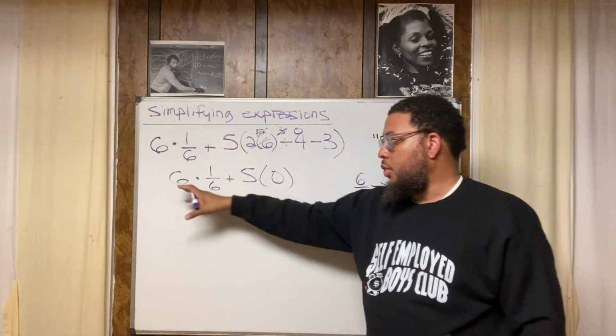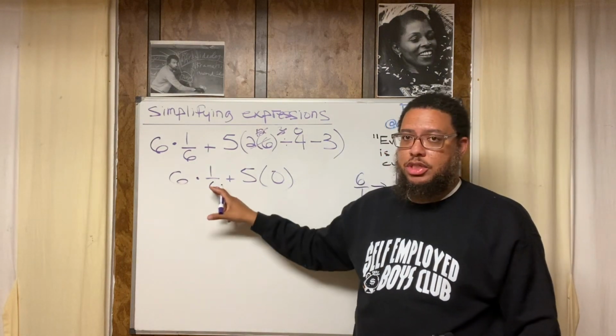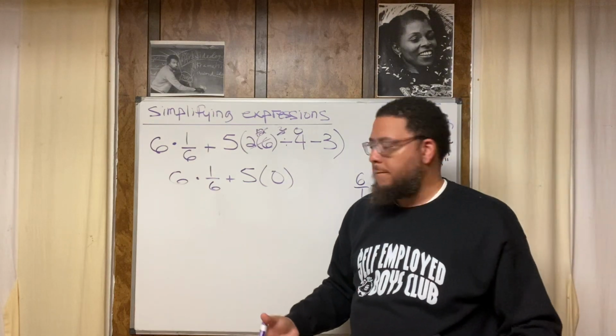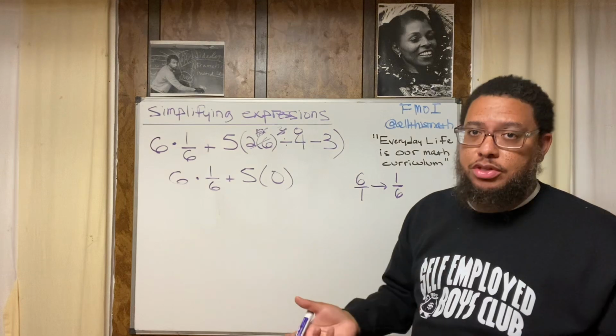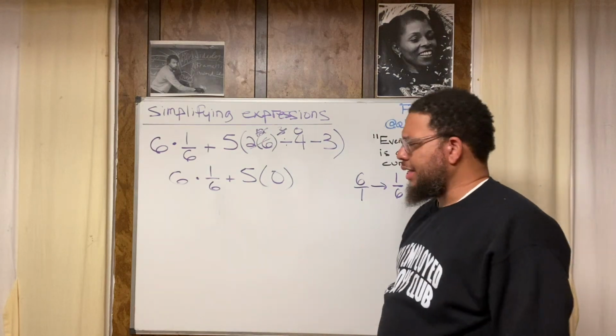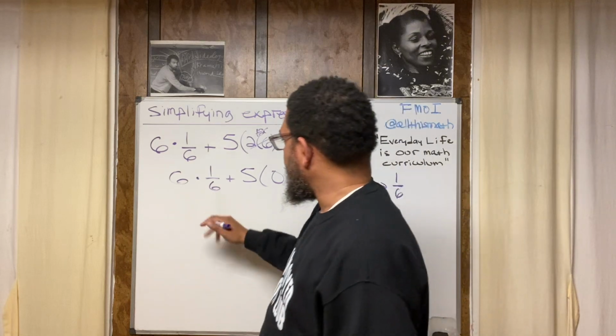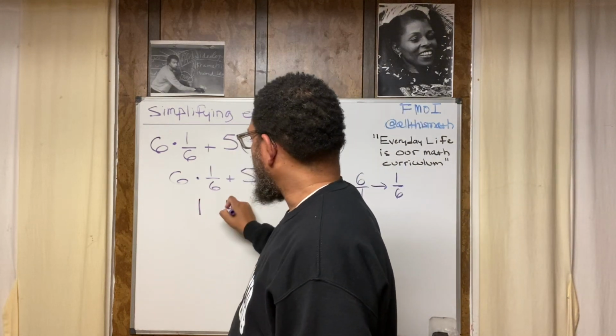Also, whenever you multiply a number by its reciprocal, the product is always 1. That's the rule of reciprocals, right? Or multiplicative inverses is what we call it. That's the fancy math term for it. So 6 times 1/6 is going to be 1. Bring your plus sign down.